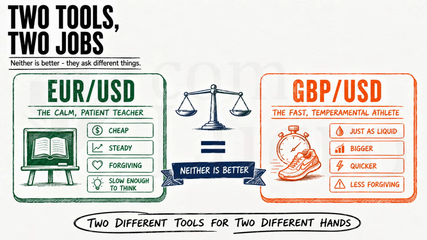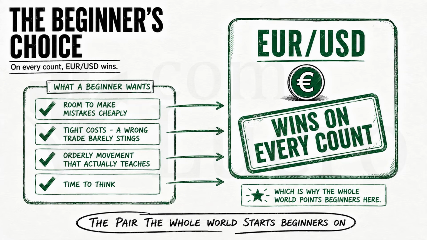So let's put the two personalities side by side, because this is the heart of the whole video. EURUSD is the calm, patient teacher. Cheap, steady, forgiving, and slow enough to let you think. GBPUSD is the fast, temperamental athlete. Just as liquid, but bigger, quicker, and far less forgiving of a shaky hand. Neither one is better. They're simply two different tools that ask two very different things from the person holding them. And once you frame it that way, the answer for a beginner almost writes itself.